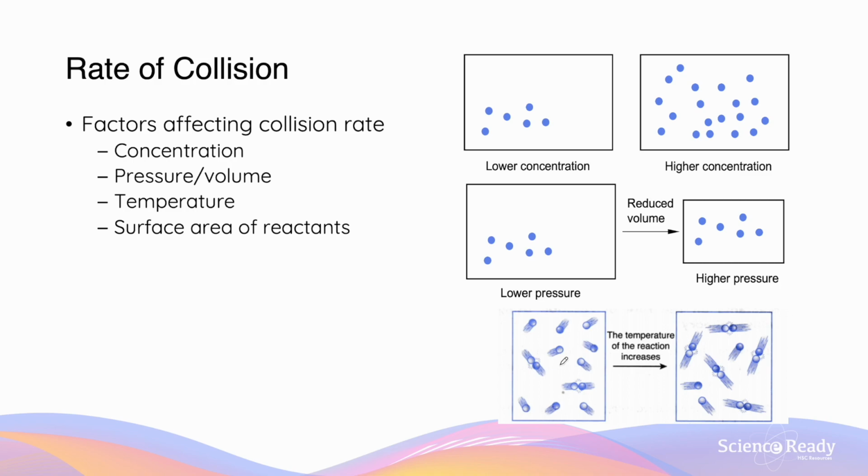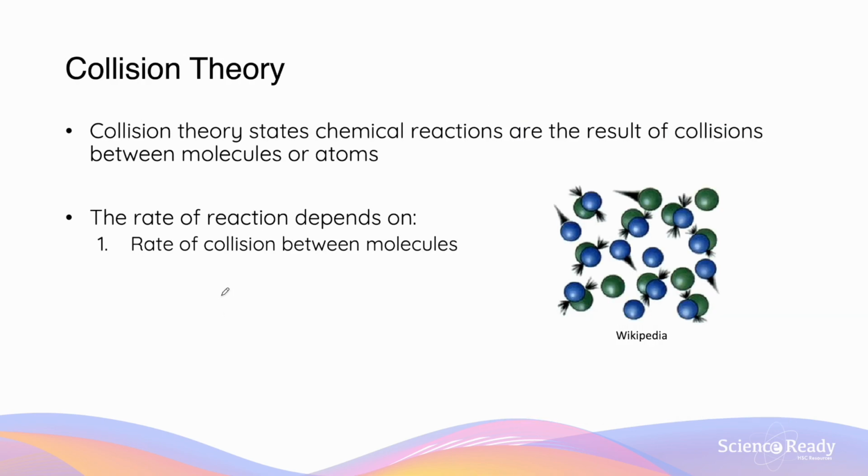So recap on the factors which affect collision rate. They include concentration, pressure and volume, temperature, and surface area of reactant. We just looked at factors which affect collision rate, which itself is one of the factors which affect reaction rate.